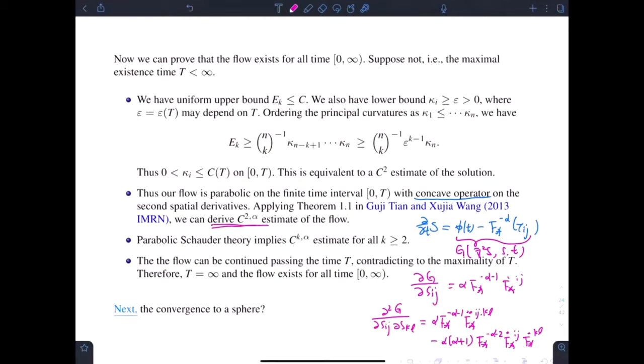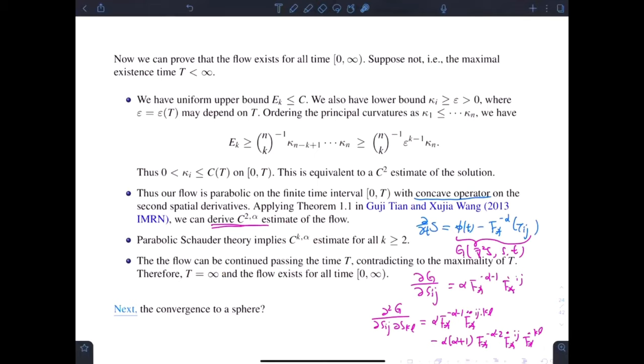Here we need to note that the right hand side of the flow contains a global term phi t. Phi t is only bounded. We do not know if it is Hölder continuous. So we cannot apply directly the Krylov and Safonov C2 alpha estimate. We need to apply Tso and Wang arguments. Then the remaining part is standard. We can apply the parabolic Schauder theory to derive the C k alpha estimate. And then the flow can be continued. And finally, we get that the maximum existence time t is infinite. So the flow exists for all time t.